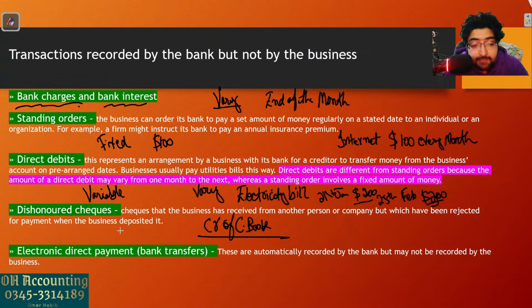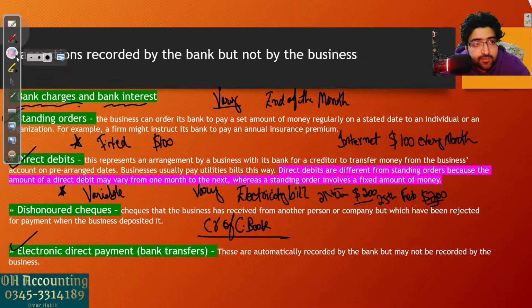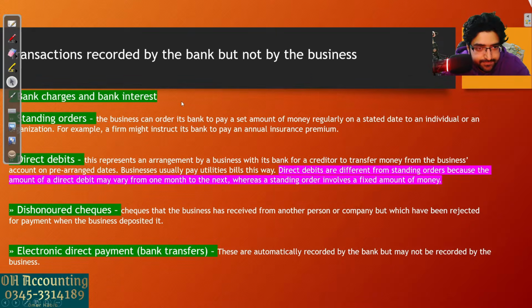Electronic direct payment. These are just bank transfers, online payments through your bank account. Simple. So all these, standing order, direct debit, electronic transfer, are payments through your bank account in simple words. Still, I have given you some detail because they sometimes ask you the difference between a standing order and direct debits in your CAIE examinations. We are done with the theory part. Let's move on to the practical work.